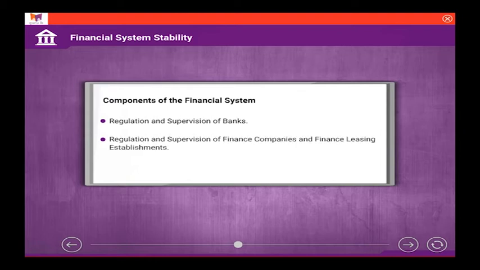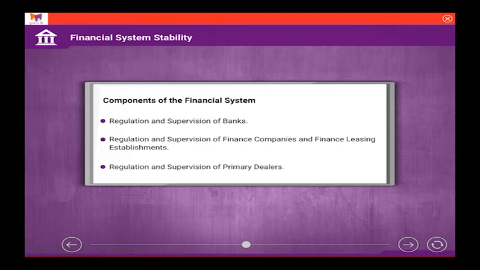Regulation and supervision of finance companies and finance leasing establishments. The Department of Supervision of Non-Bank Financial Institutions of the Central Bank carries out the regulatory and supervisory functions in respect of licensed finance companies and finance leasing establishments, with the objective of ensuring that these institutions comply with the minimum prudential requirements stipulated by the Central Bank.